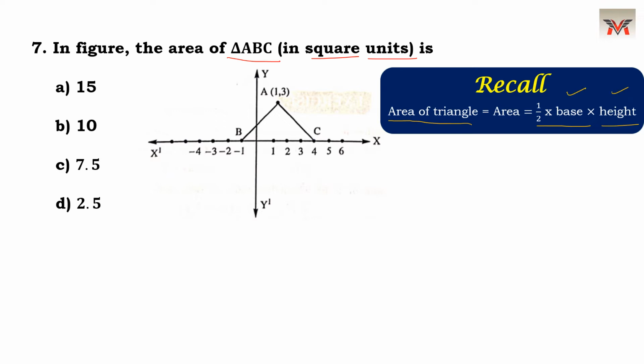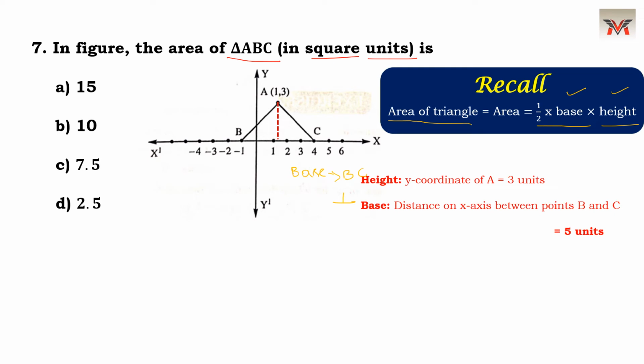Now you might think, what are the base and height here? If you observe, here we have a triangle ABC. Base is nothing but BC, and height is always the perpendicular height. So what we can do is write here that the height is nothing but the perpendicular distance from point A to the x-axis. That is the value of the y coordinate, that is 3 units.